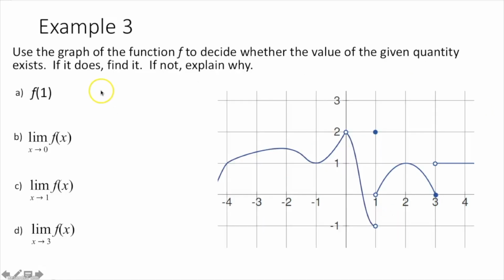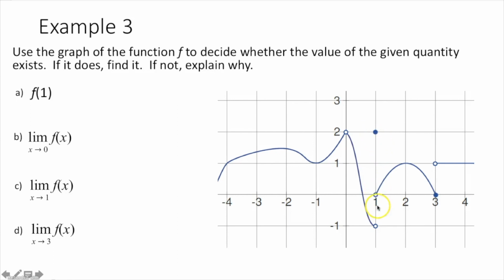Example 3 says use the graph of the function f to decide whether the value of the given quantity exists. If it does, find it. If not, explain why. So here, f of 1. This is just asking you what is the y value of this function when x equals 1. So we look over here. Our function when x equals 1 has a y value of 2. That's where the hole is filled in.